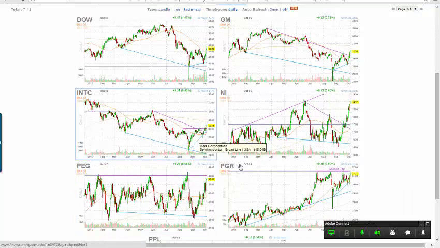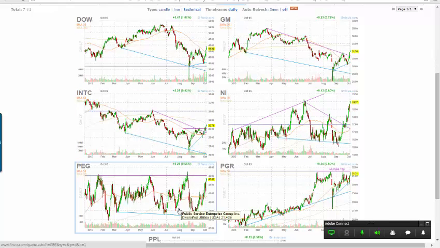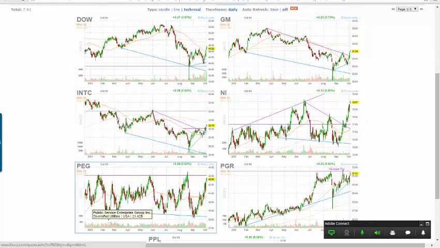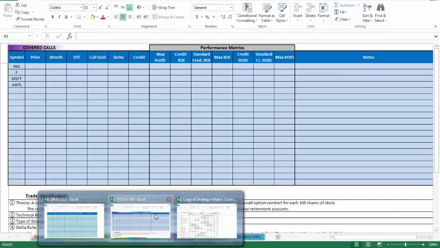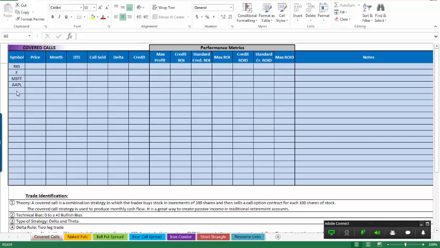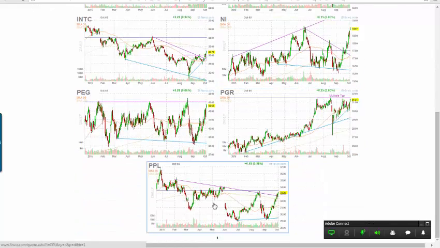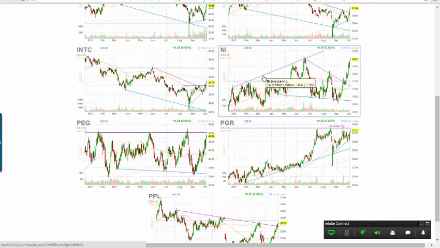Intel here, that's an inverted head and shoulders. So, as we find candidates, GM, inverted head and shoulders about to break resistance. Dow Chemical. So as we find candidates, we're going to come over here and say, okay, DOW, General Motors, INTC. These are big names that might be relatively good covered calls. Let's go with those 3 from that list.